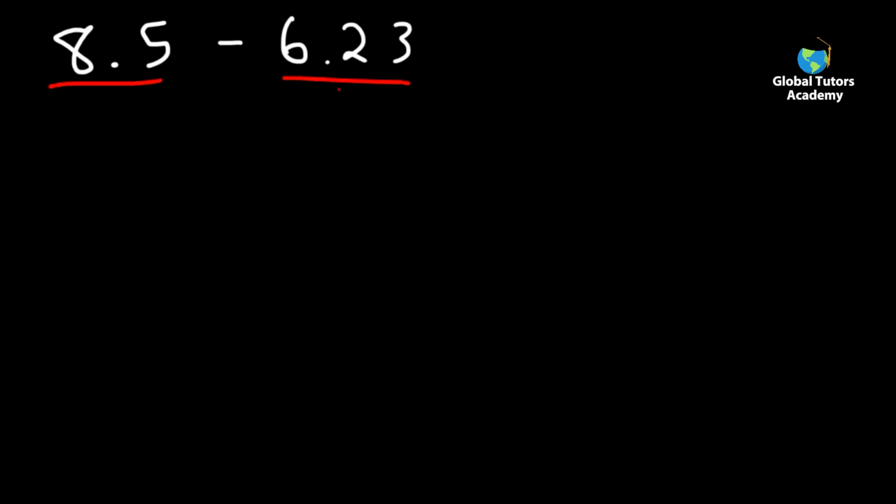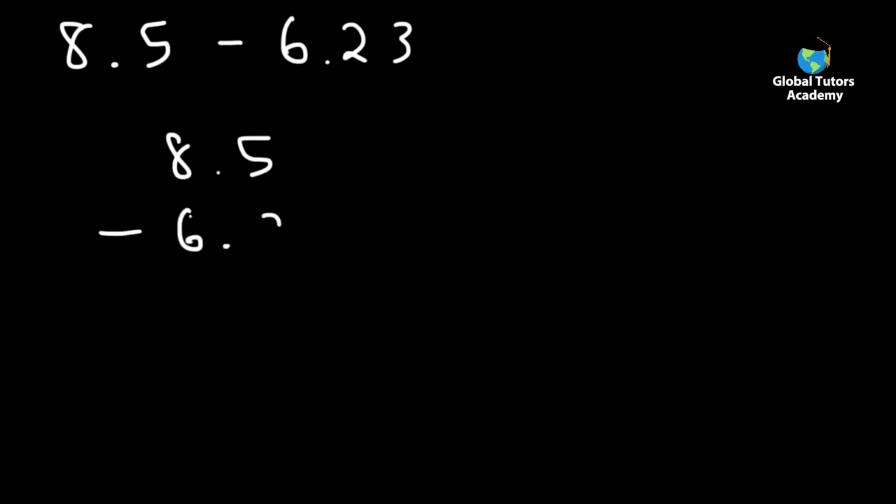Let's work on some harder examples. Let's say we have 8.5. Let's subtract it by 6.23. So here we have a 2-digit number, and here we have a 3-digit number. So how can we line up these two numbers correctly? Remember, when lining up the two numbers, make sure that the decimal points are lined up correctly. Now, to make it look better, instead of writing 8.5, we can write 8.50.